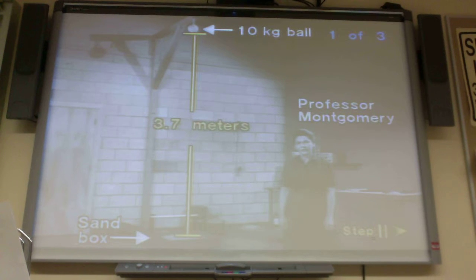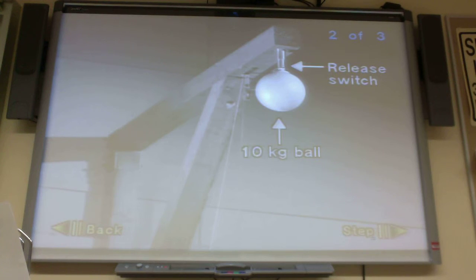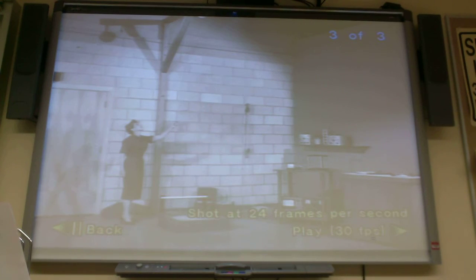No, so the data that we can collect is time data by looking at the number of frames it takes to fall from where it is down to the sandbox. So we're going to collect frame data. So this is how the ball's set up. It's attached to some magnetic switch that will be released when she does so.